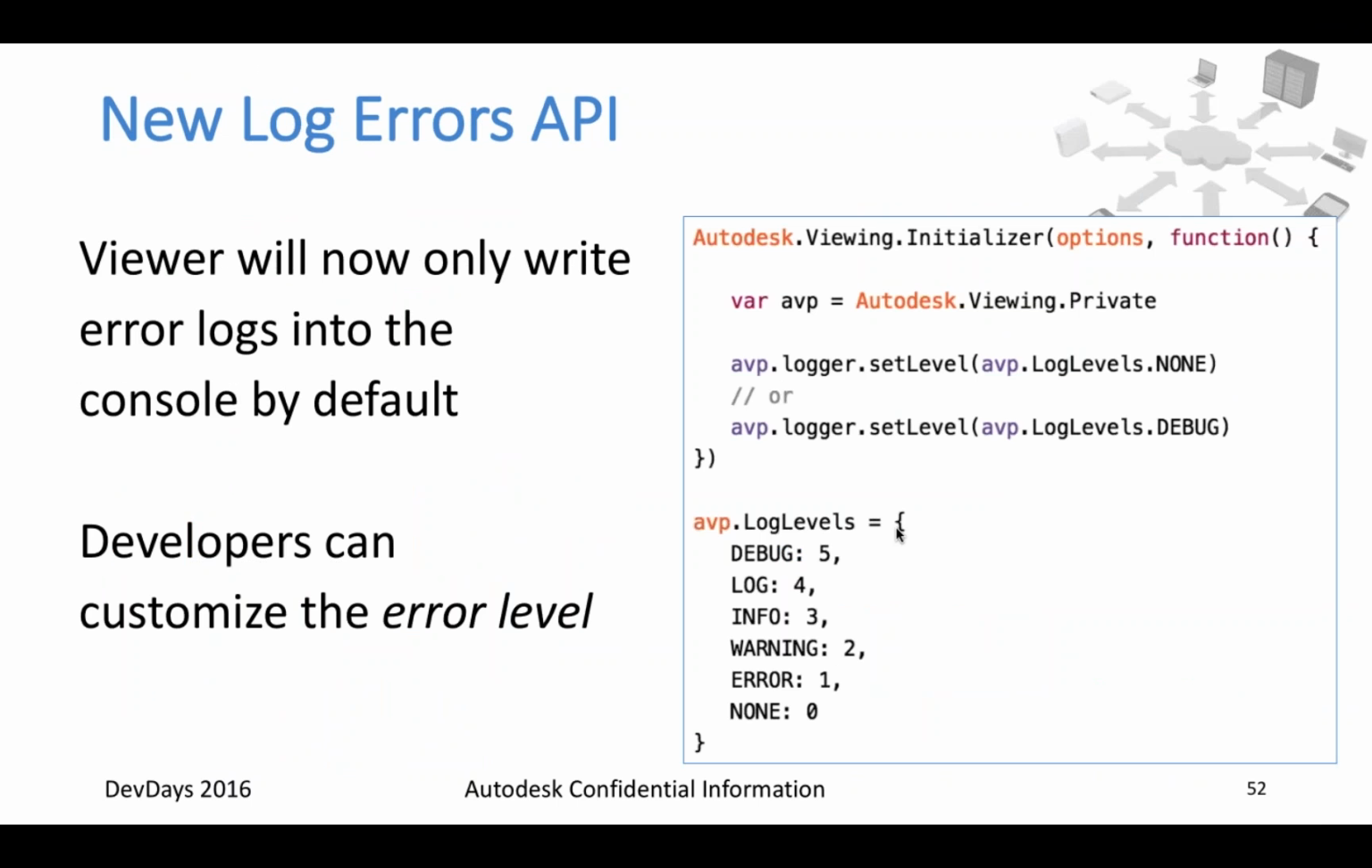A log error API. So now you can specify through this logger set level the level of error which are being output to the developer console. So we can set it to debug, log, info, warning, error, or unknown typically for production builds.